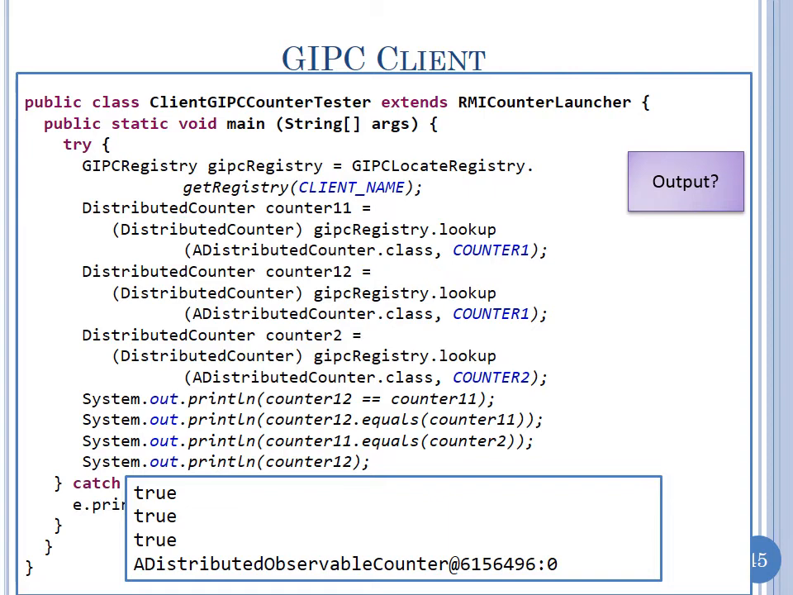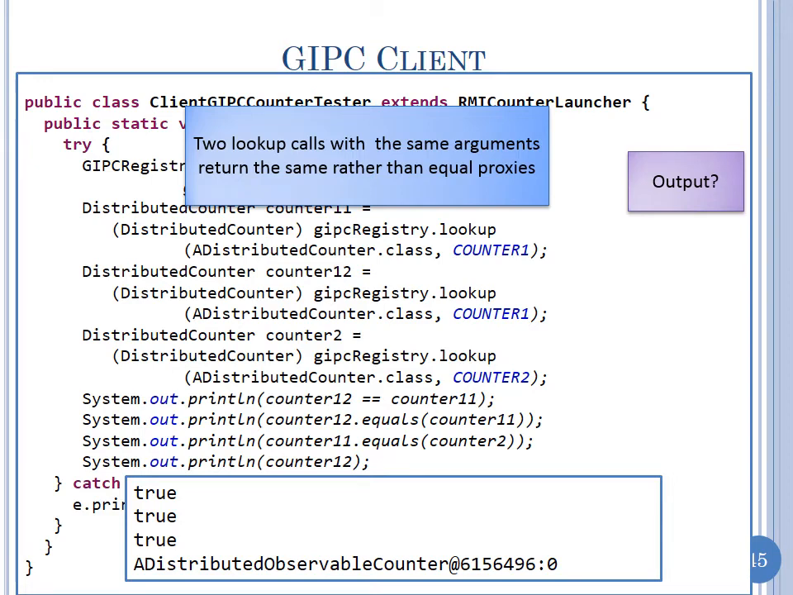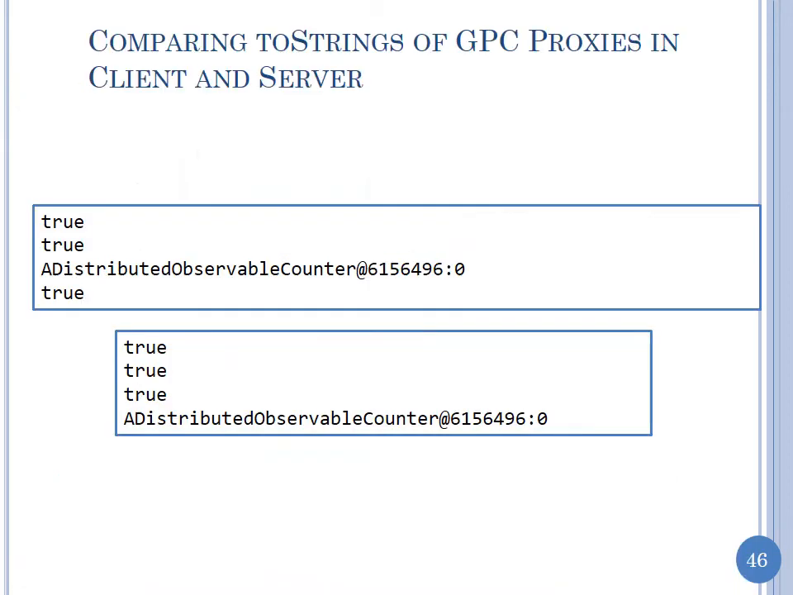Okay, so it's 4:30. Sorry. So two lookups for the same arguments return the same rather than equal proxies. That's the point I was making. Okay, do you have a question? Okay. Okay, good. So we'll continue from here next time.